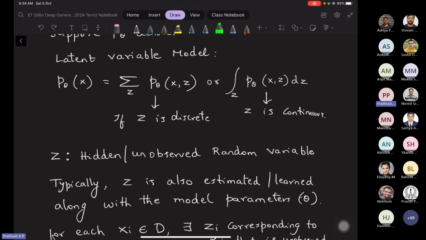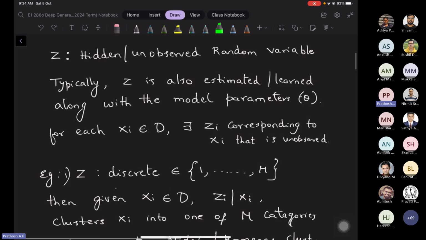Now, as the name suggests, in the latent variable model, the latent variables are not observed. They are to be estimated together with the model parameters. So typically, z is also estimated or learned along with the model parameters theta. The way it is defined is, for every observed data point in the data set D, there exists a corresponding latent variable that is not observed.